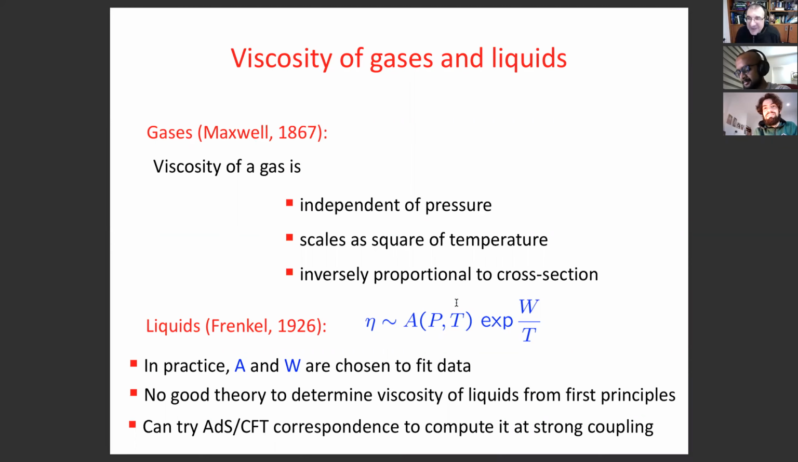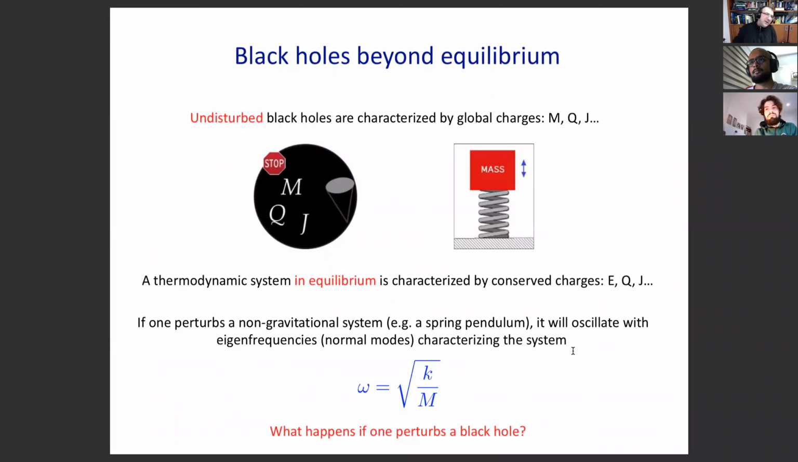Anyway, that was for gases. For liquids, the situation was far more complicated. There is a phenomenological theory due to Frenkel in 1926, which is not a fundamental theory. So things are rather difficult. Now let's come to this question. What I'm claiming is that this holographic duality, this rabbit-duck duality, is capable of computing shear viscosity and other transport coefficients, at least in some strongly interacting liquids, not in water. I cannot do water, but we can compute this in some liquids, and compute it analytically. Because of this duality dictionary, we will be talking about eigenmodes of black holes.